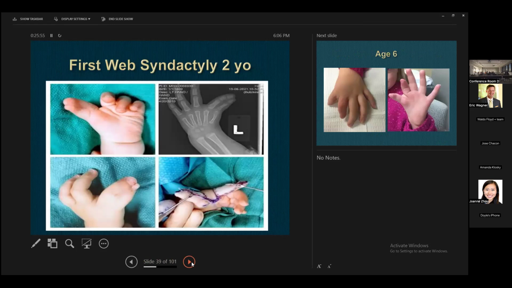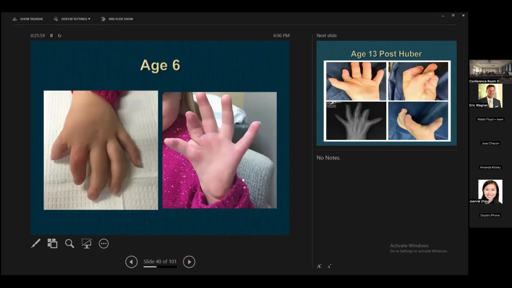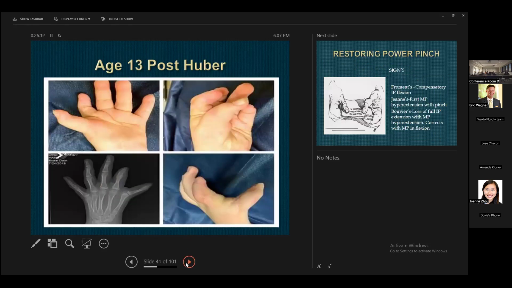So this is a first web syndactyly that is treated with a dorsal rotation flap and full thickness skin graft, and you can see the thumb's really still functionless out in the plane of the hand. And then after the transfer, the thumb's quite useful and opposes reasonably well.